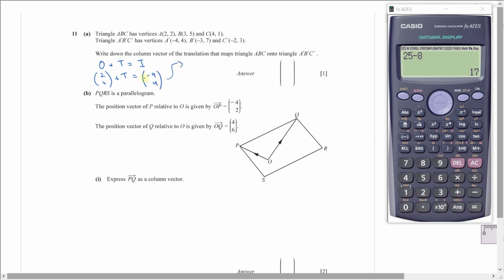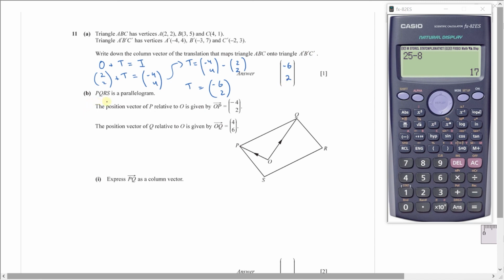So let me continue up here. If I take this vector to the other side of the equation, I get t equals (-4, 4) minus (2, 2), which becomes (-4 minus 2, 4 minus 2). So this results in -6 and 2. So your translation that maps triangle ABC onto A dash, B dash, C dash is (-6, 2).